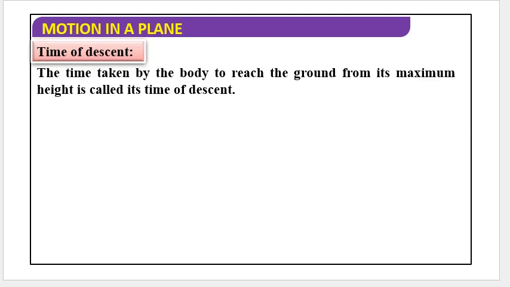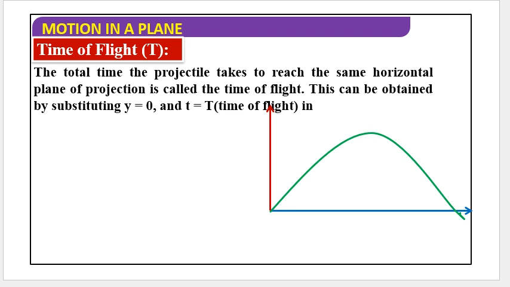So time of descent is also equal to u sin theta by g. It is also equal to initial velocity in the vertical direction, that is uy by g. So this is the time of descent formula. Next, my dear children, look at the picture.